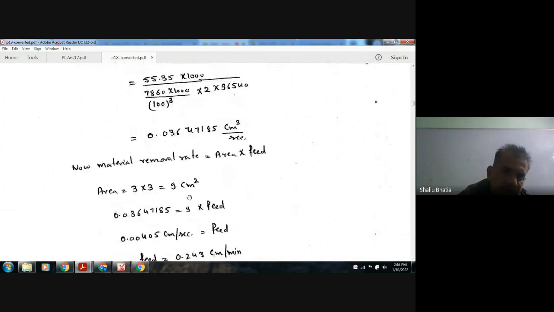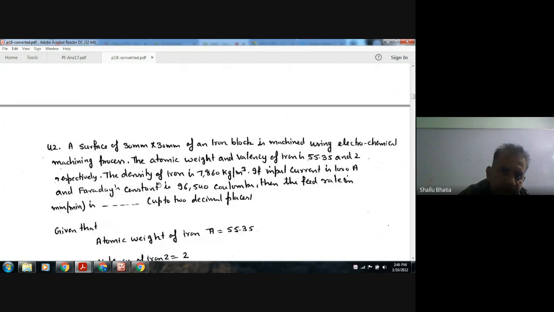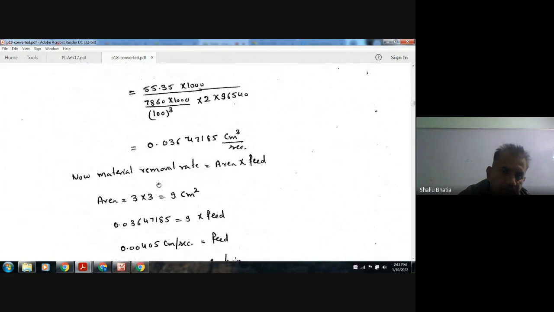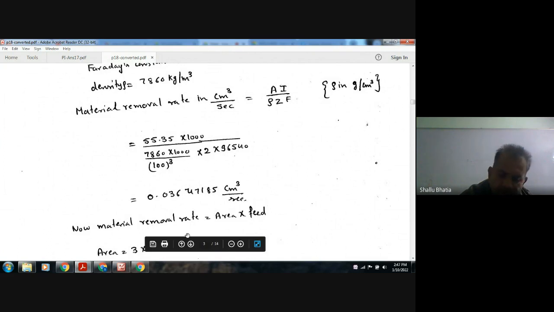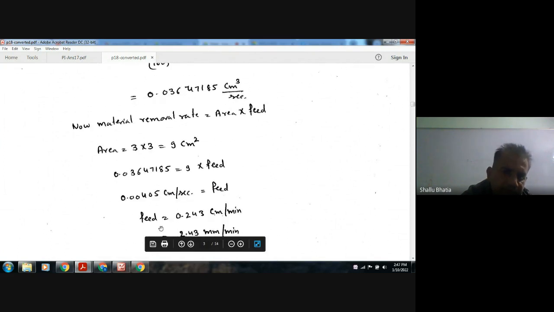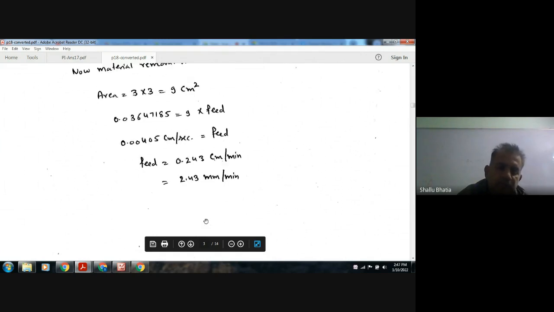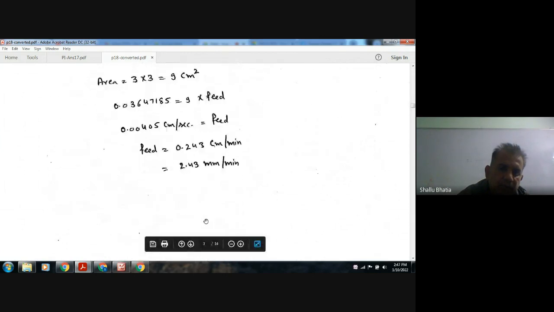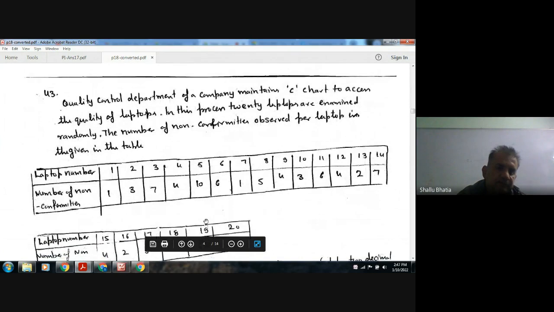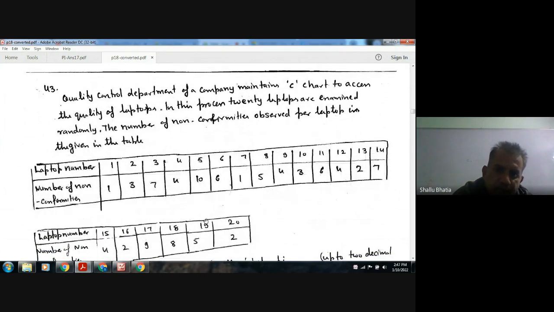And metal removal rate is nothing but area into feed, and the area of the machined surface is 30 mm into 30 mm, or 3 into 3 centimeter. From it we can find out the speed, and the speed is 0.243 centimeter per minute or 2.43 mm per minute. So the answer is 2.43 mm per minute.